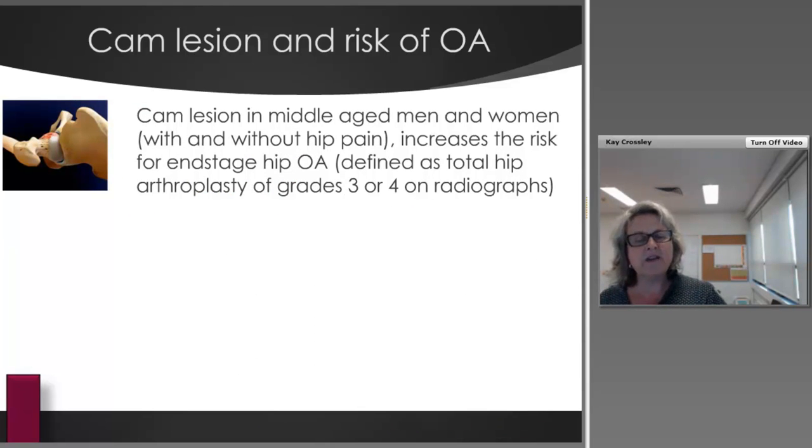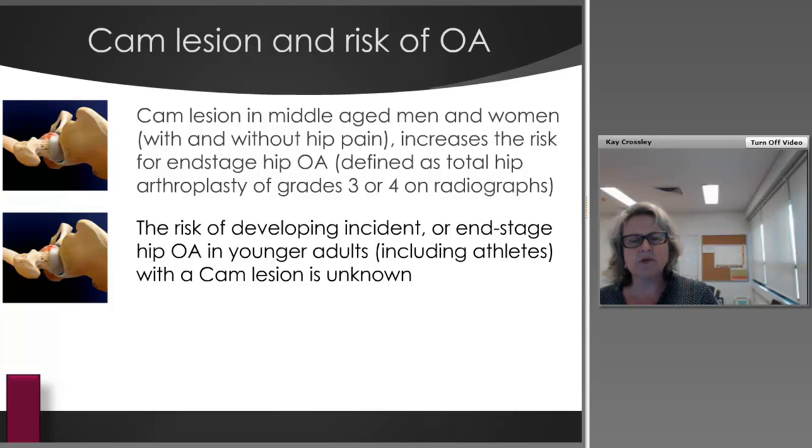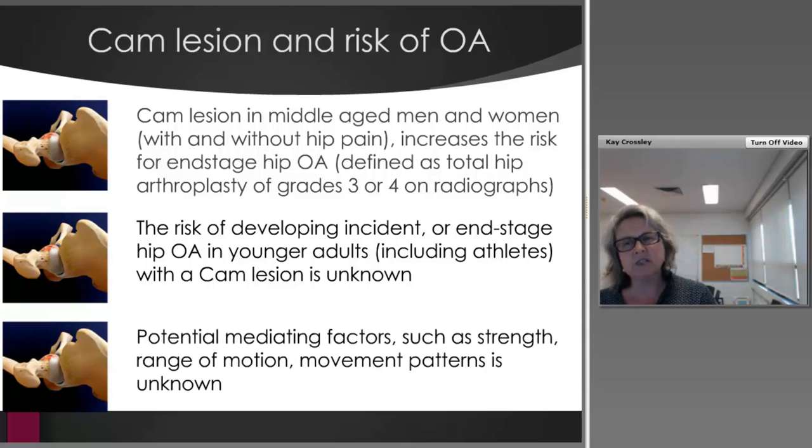So as I said, in summary, having a cam lesion in middle-aged men and or women, regardless of whether they've got pain or no pain, does increase their risk for end-stage hip osteoarthritis, as defined as either total hip replacement or having grade 3 or 4 hip osteoarthritis. But we don't know anything about the risk of developing end-stage hip osteoarthritis in younger adults, including athletes with a cam lesion, so there's nothing we know about this group at the moment.